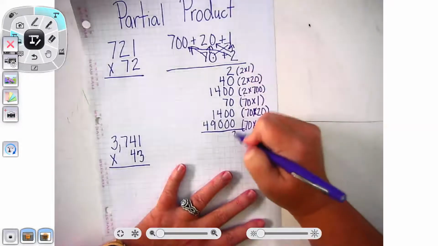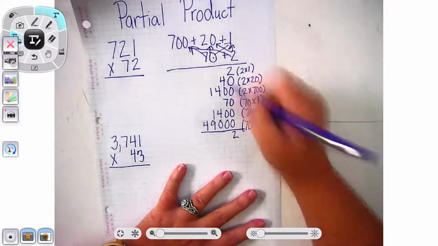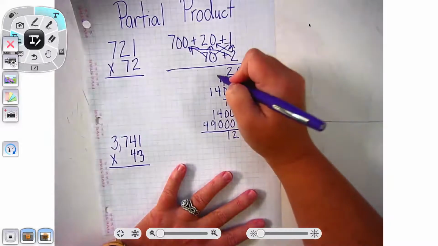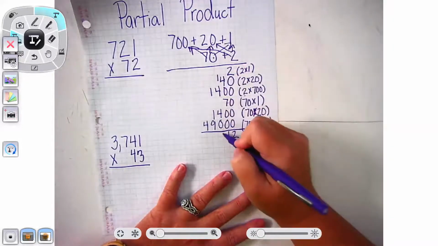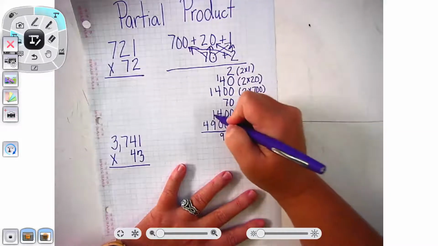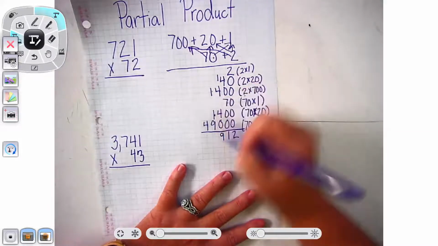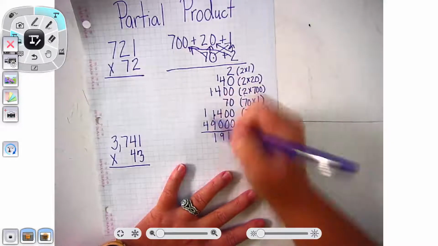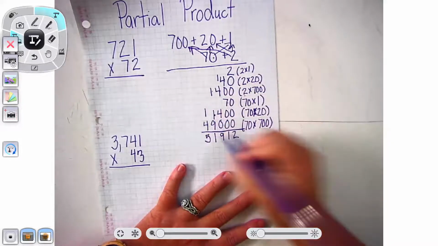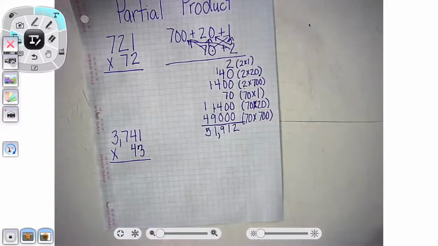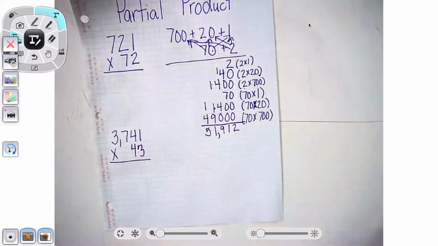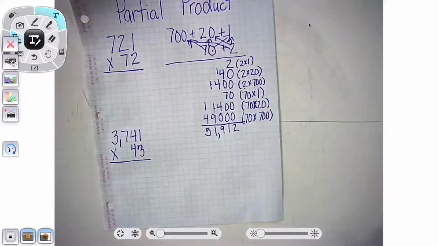So I have 2, 7, and 4 is 11. 4 and 4 is 8, plus 1 is 9. 4 and 1 is 10, plus 1 more is 11. And then I get 51,912. Boys and girls, it's very important that you keep these numbers organized as well.